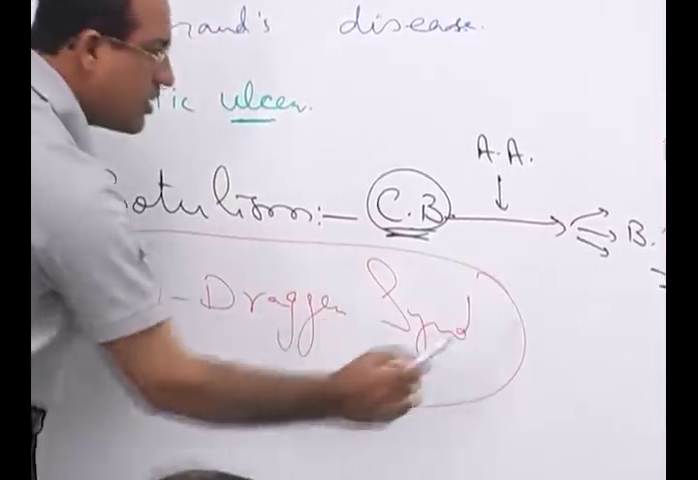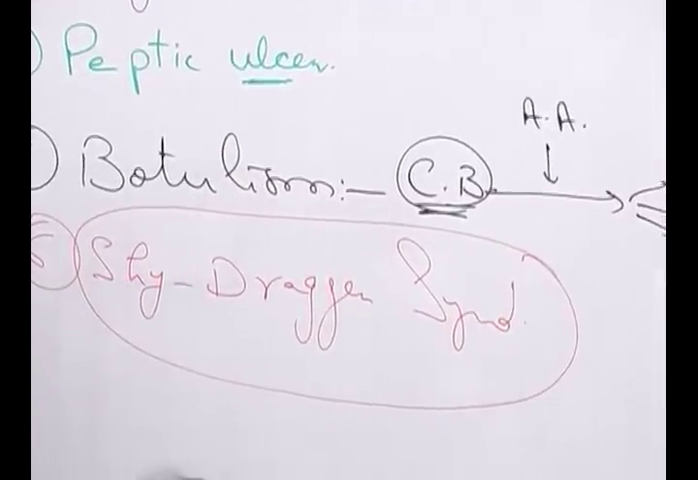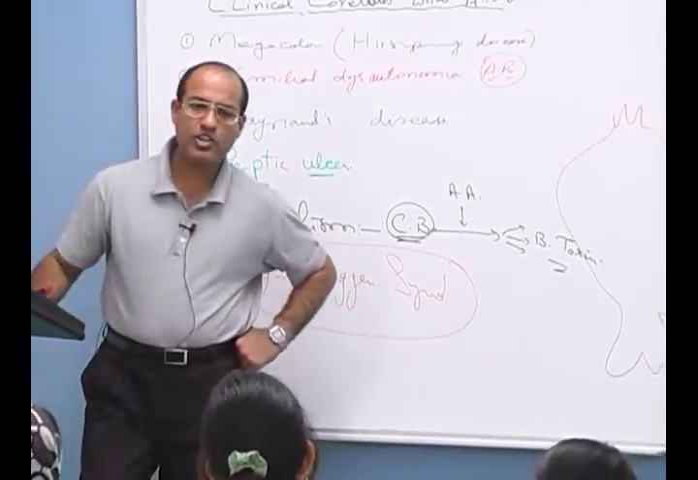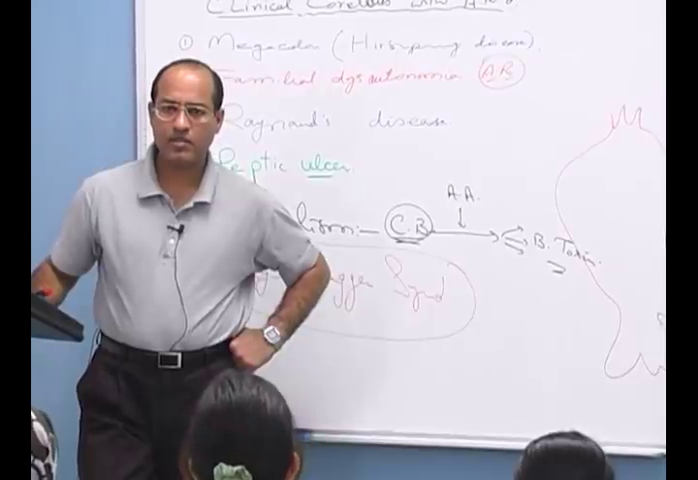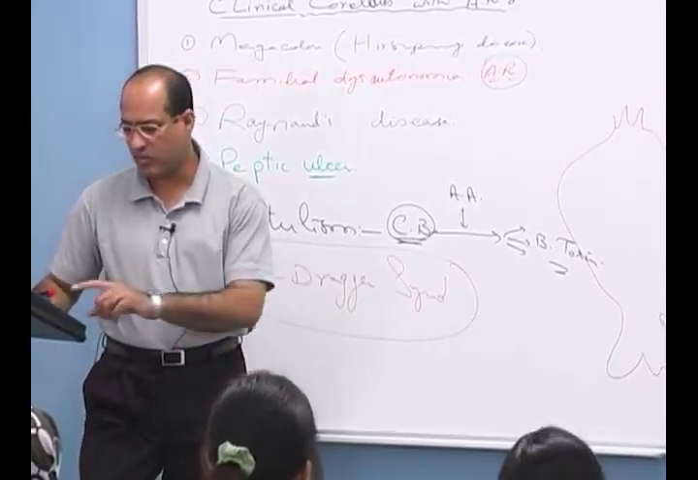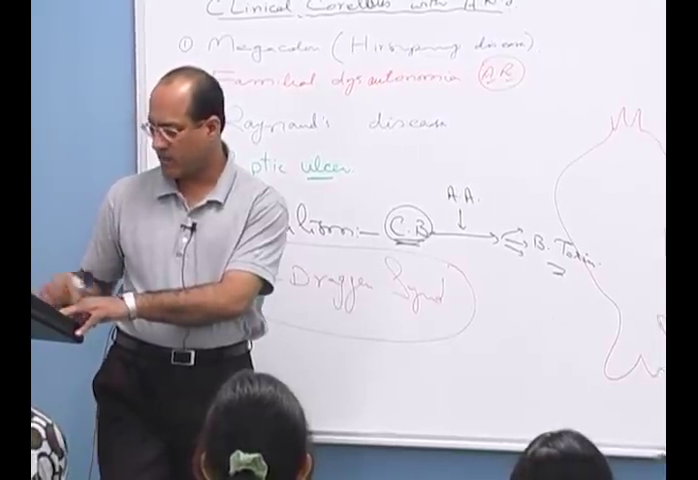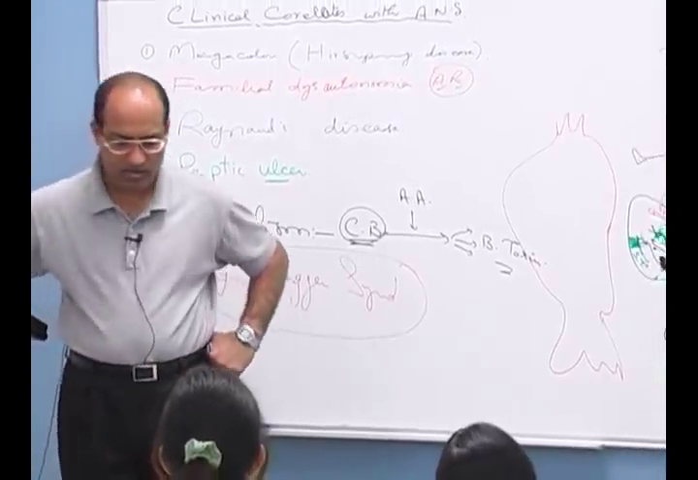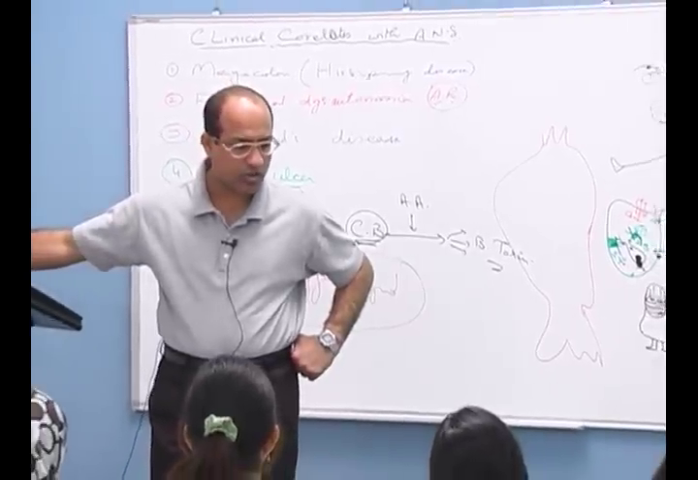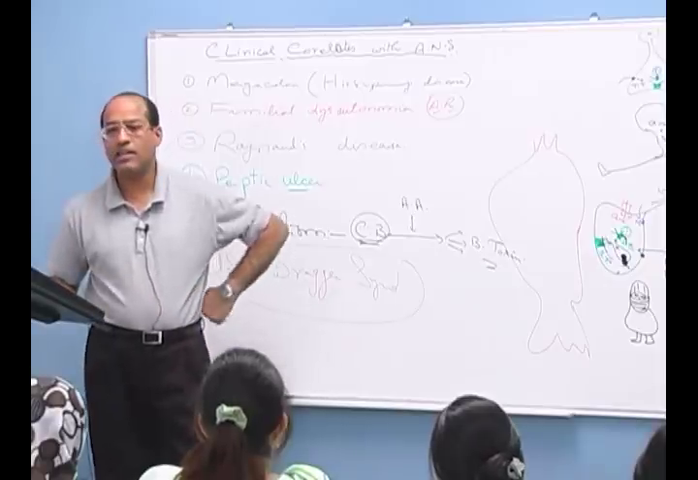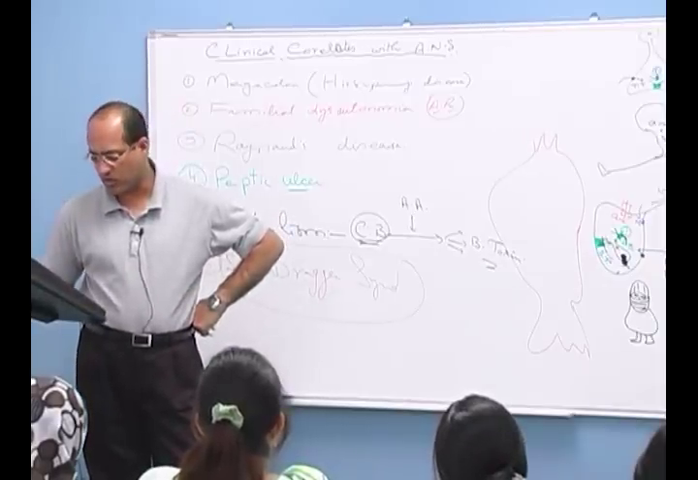Shy-Drager syndrome. Now, in the Shy-Drager syndrome, it's only 2 minutes more, there is preganglionic sympathetic neuronal loss. Preganglionic sympathetic neurons undergo degeneration. When preganglionic sympathetic neurons undergo degeneration, then the sympathetic nervous system does not work very well.